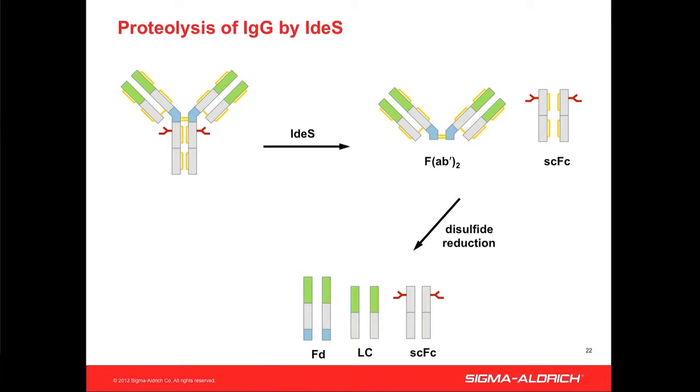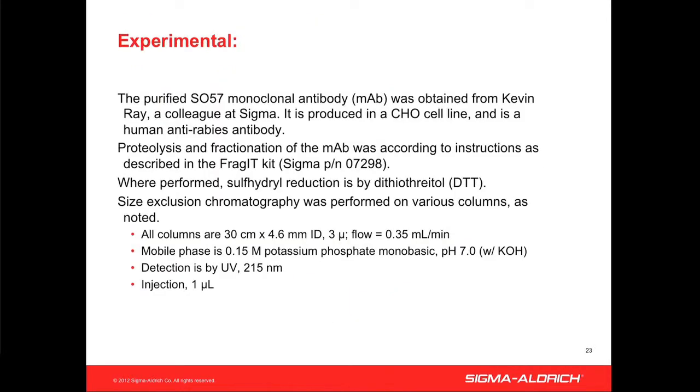So what we did is I took a purified monoclonal antibody obtained from a colleague at Sigma in St. Louis, did proteolysis with this product, as I indicated earlier, that is this immobilized IdeS protease, and then in some cases did sulfhydryl reduction with DTT, and recently looking at some other reductants. But in any case, various fractions then are chromatographed on a 30 by 4.6 millimeter ID column, all 3 micron. Mobile phase. This is all very typical for size exclusion chromatography of proteins.